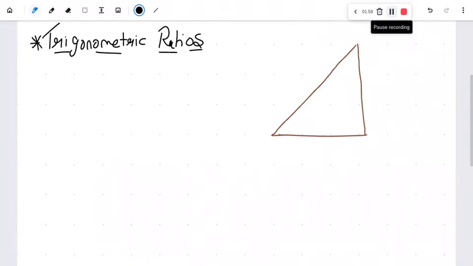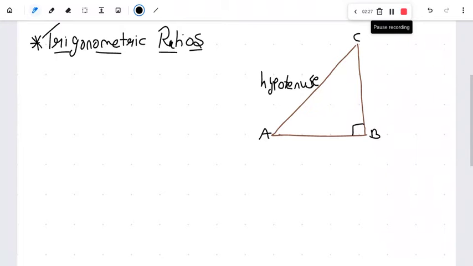So, students, now we are going to understand what the trigonometric ratios are. This is a right angle triangle. Let's name it A, B, C, right angle at B. Now, what are these sides known as? You might have studied in your previous standards that the longest side is known as the hypotenuse.